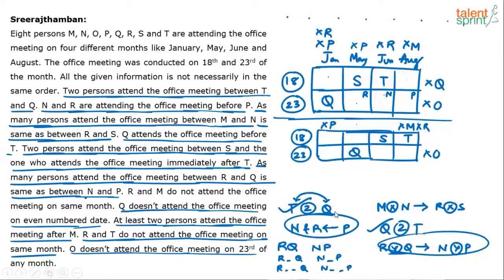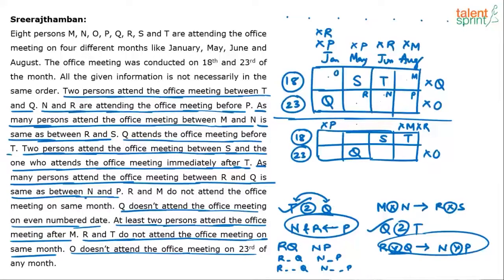Now if we fix this, then is the other condition satisfied? The number of people between M and N should be same as number of people between S and R. See, number of people between S and R here is 0. So number of people between M and N should be 0. So M has to come here. And then O can come here. Yeah, that's the arrangement. So that's one possible arrangement.